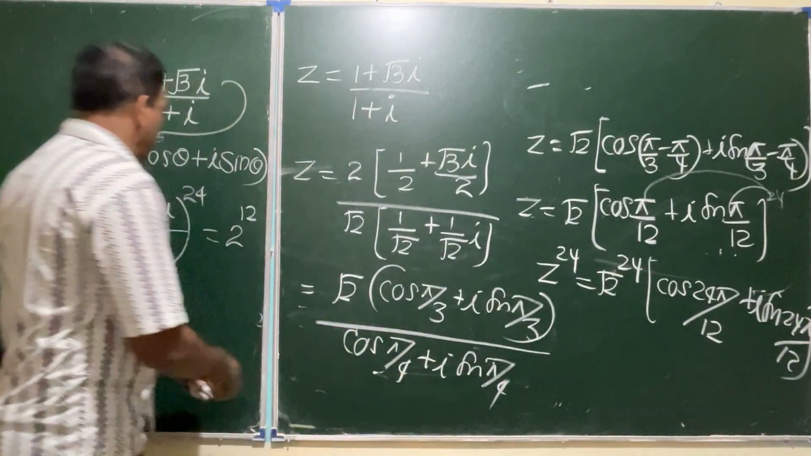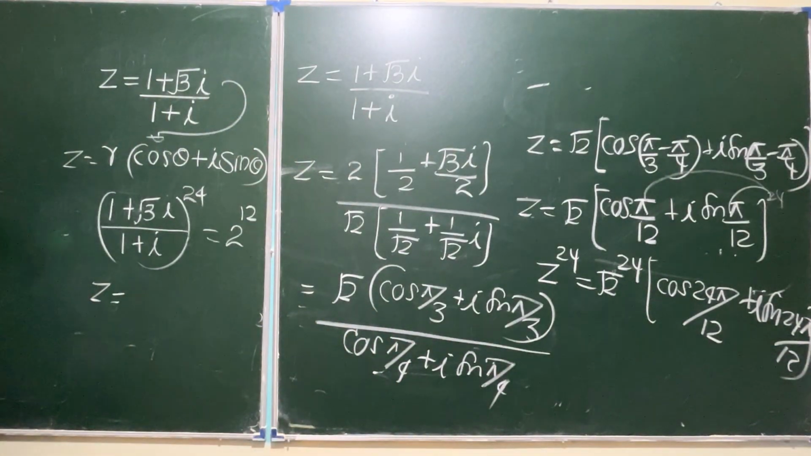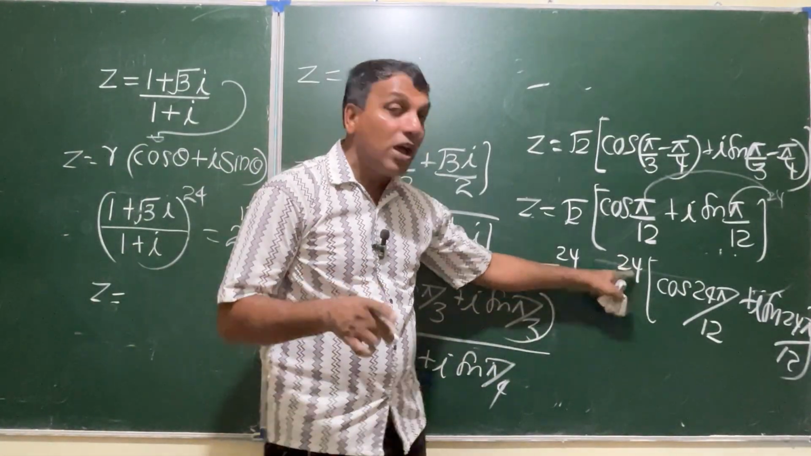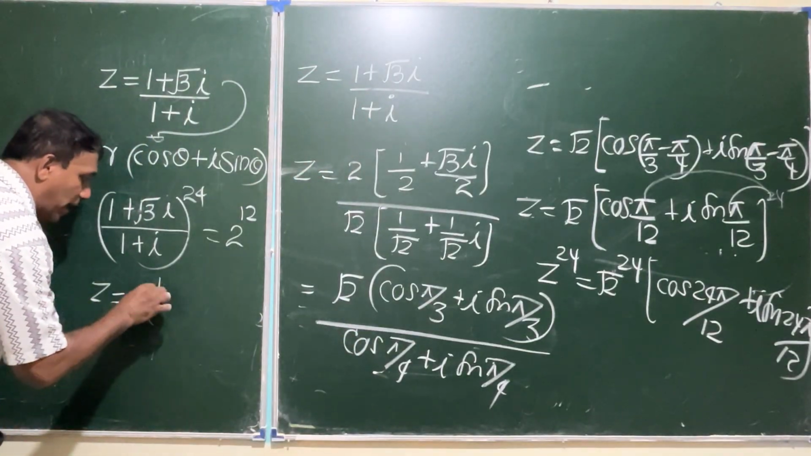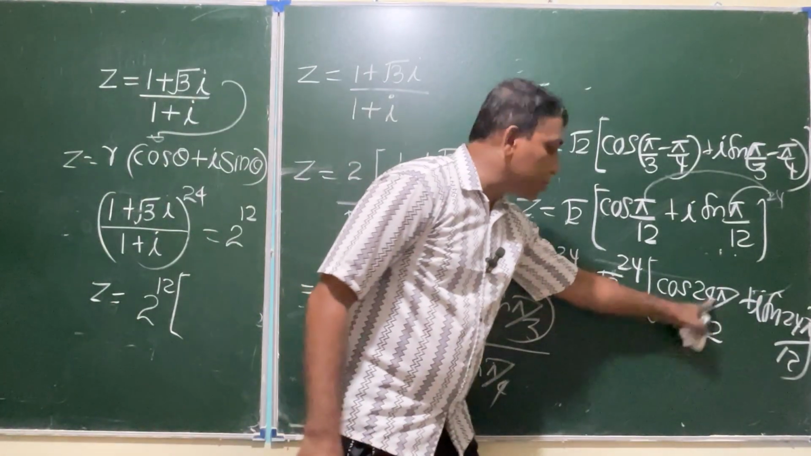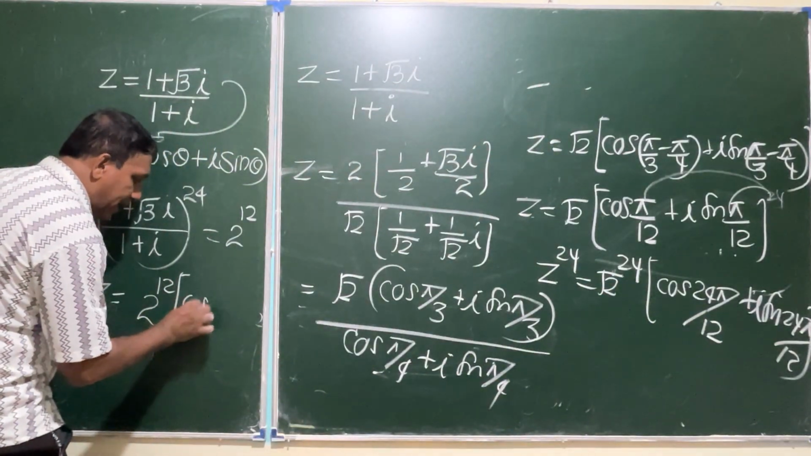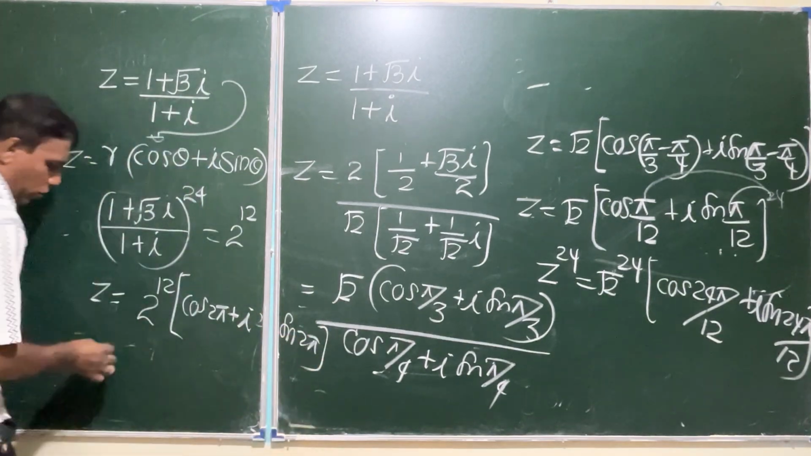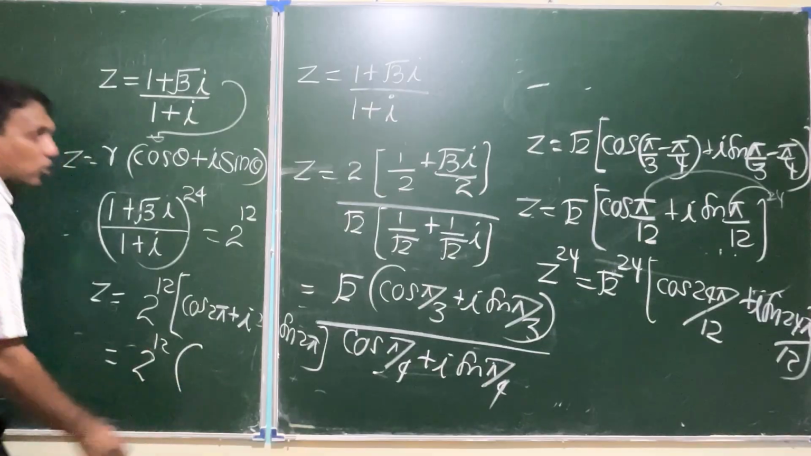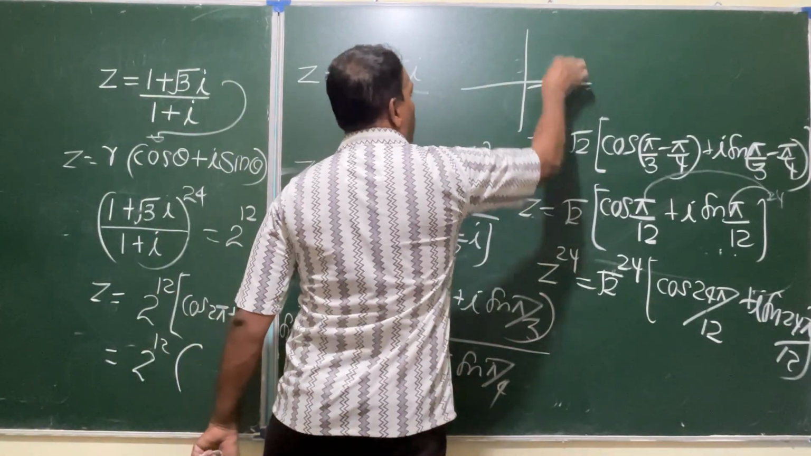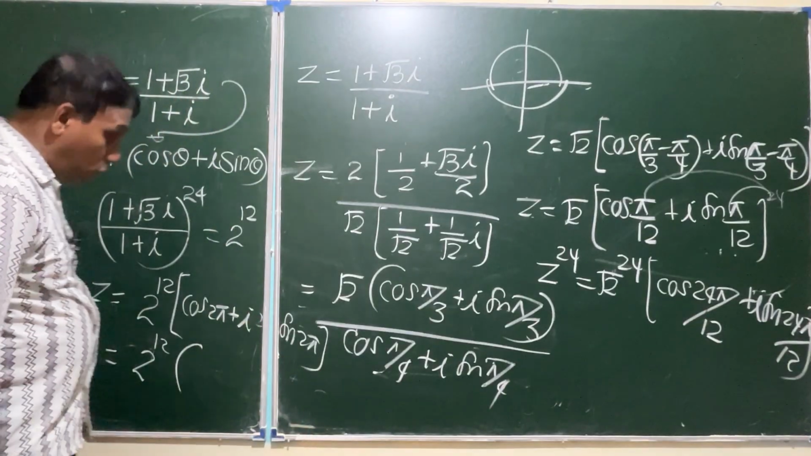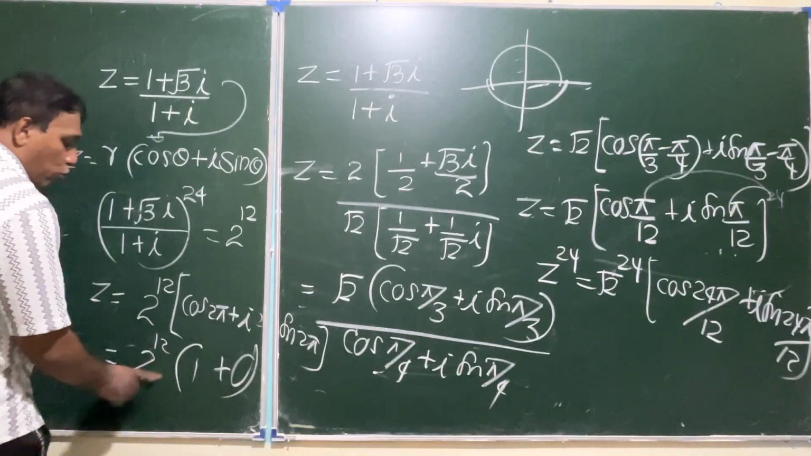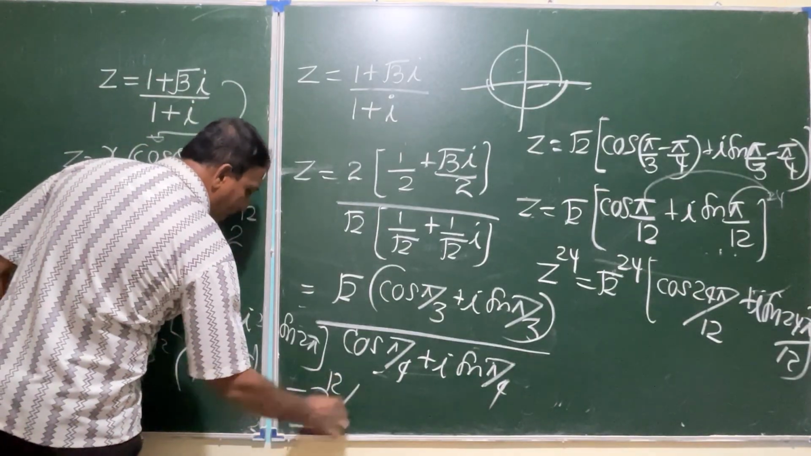Okay, therefore the final answer: what is root 2 to the power 24? Root 2 is 2 to the power half, therefore it is 2 to the power 12. What is inside? Cos 2 pi plus i sin 2 pi, times 2 to the power 12. What is cos 2 pi? Cos 0 is 1, cos 2 pi is 1. What is sin 2 pi? 0. Sin 0 is 0. Wow, this is a nice expected problem for future exams.